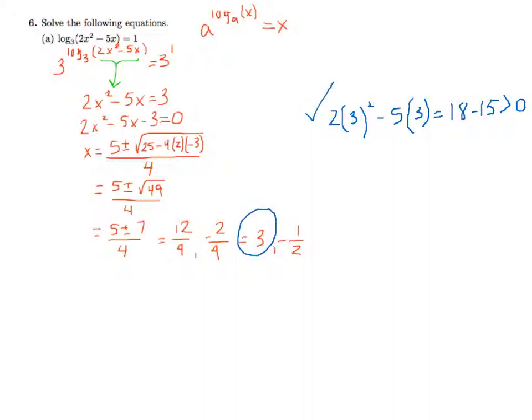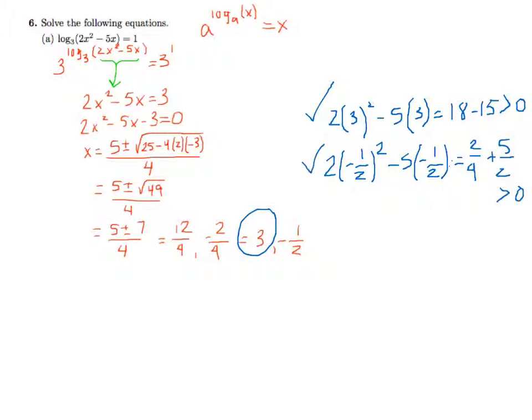Now let's plug in negative 1/2. We have 2 times negative 1/2 squared minus 5 times negative 1/2. That equals 2/4 plus 5/2, which is greater than 0. So negative 1/2 is also a solution. So x equals 3, or x equals negative 1/2.